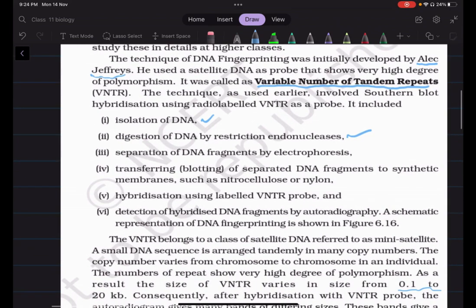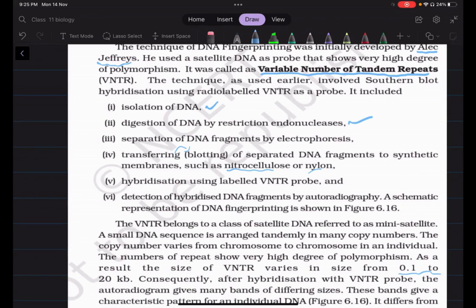The next step is transferring the separated DNA fragments onto synthetic membranes such as nitrocellulose or nylon. This process is called blotting. So what exactly is blotting? Blotting is the transfer of any biomolecule like DNA, RNA, etc. onto some surface or carrier. In this case, we have synthetic membranes like nitrocellulose and nylon. Next is hybridization using a labeled VNTR probe.